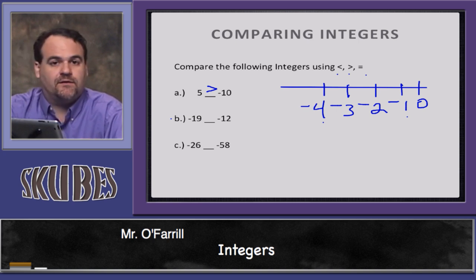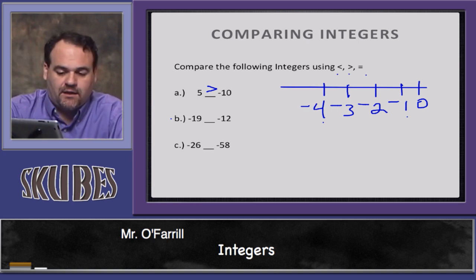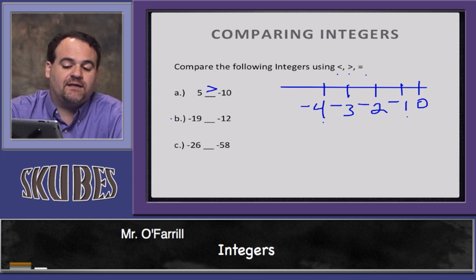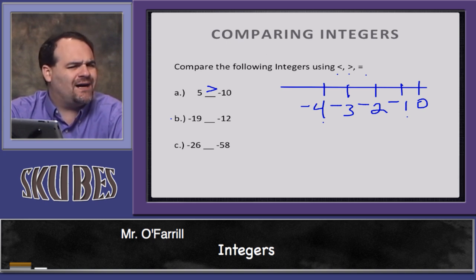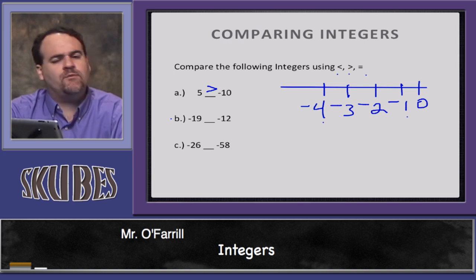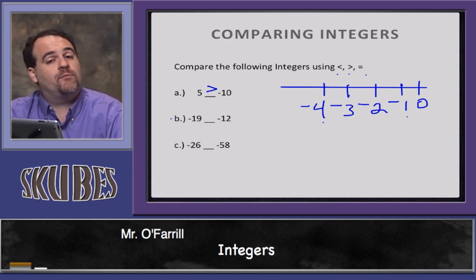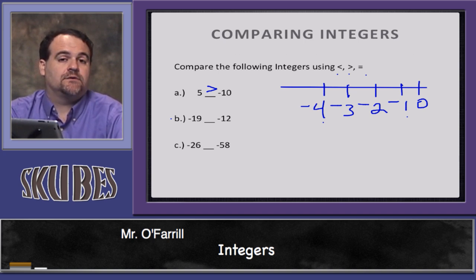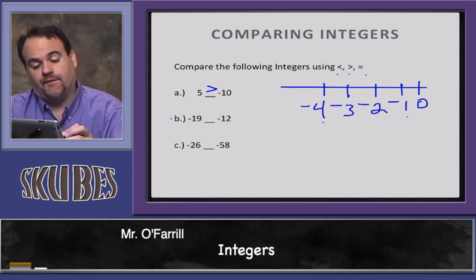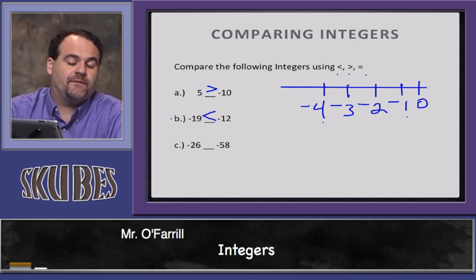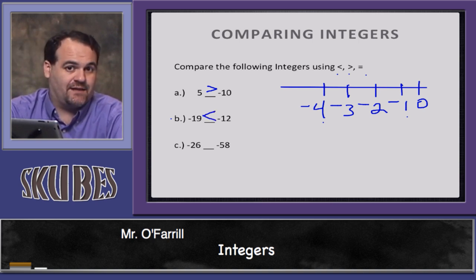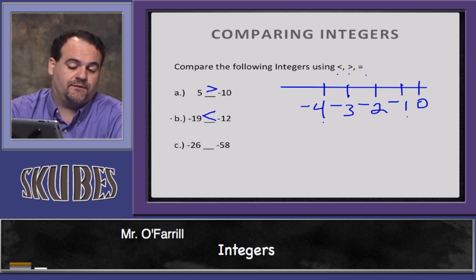So let's bring this back to part B of this exercise here. Negative 19 and negative 12. Well, if they were both positive, which one would be the bigger one? 19 would be the bigger one. But they're both negative, so the opposite is true. And negative 12 is the larger one. Negative 19 is less than negative 12.